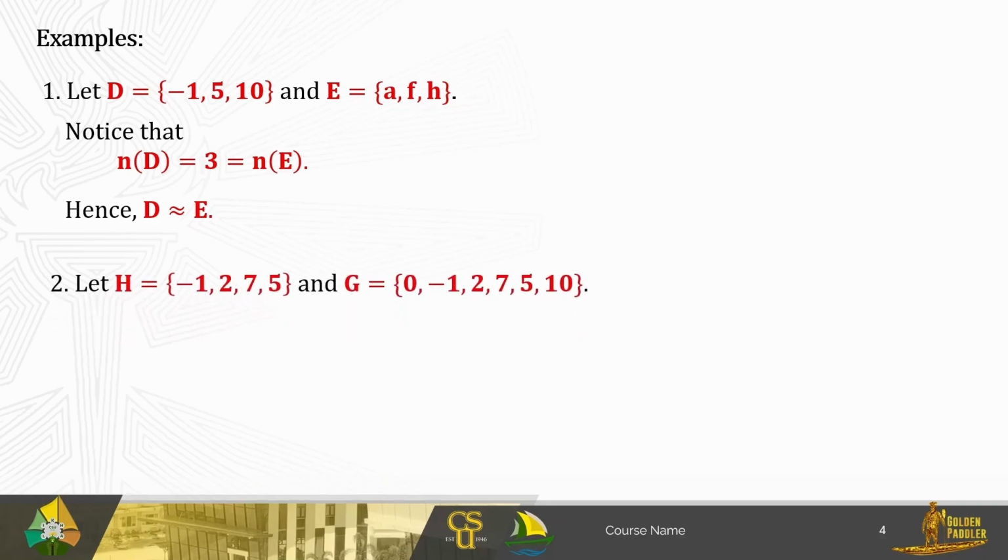Example number 2. Let H be a set containing -1, 2, 7, and 5. And G be a set containing 0, -1, 2, 7, 5, and 10. Notice that -1, 2, 7, and 5 are in G, and these are all elements of H. Since all the elements of H are in G, then we can say that H is a subset of G.